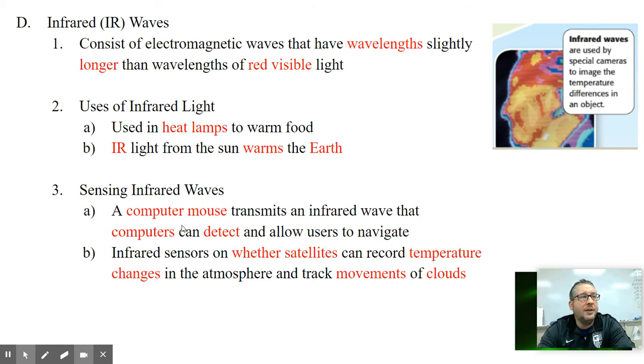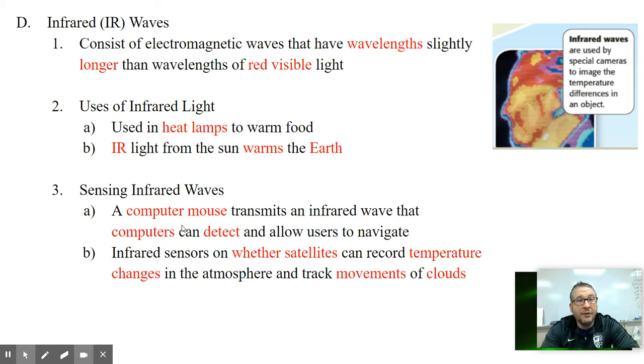Infrared waves. These consist of electromagnetic waves that have wavelengths slightly longer than wavelengths of red visible light. A lot of times you'll see infrared waves being used in remote controls, like for your television. Heat lamps can also use this to warm food. Infrared light from the sun is going to warm the earth.